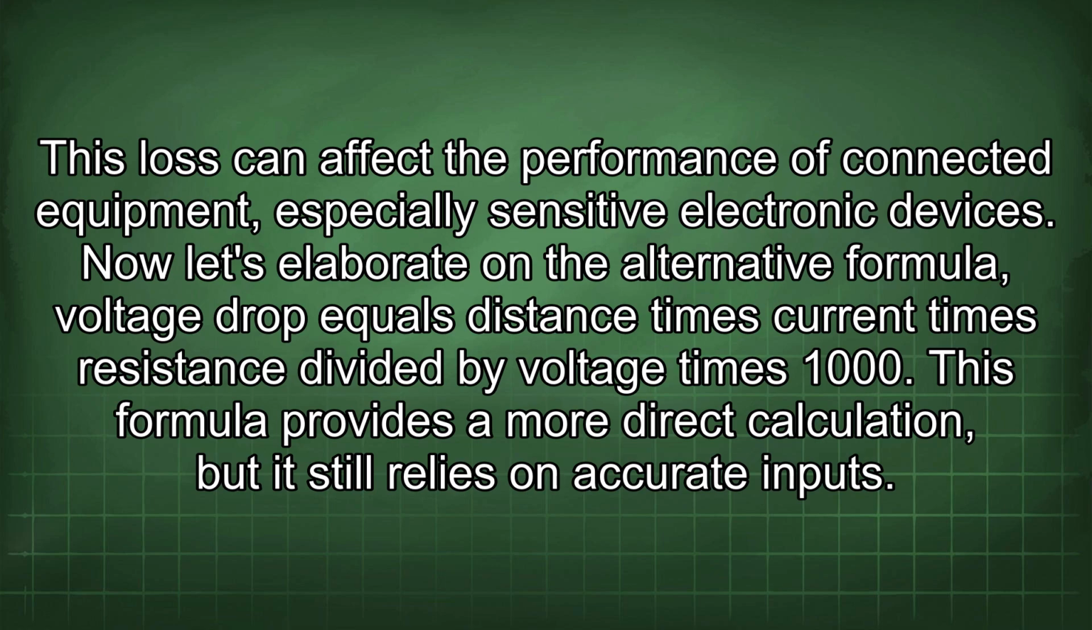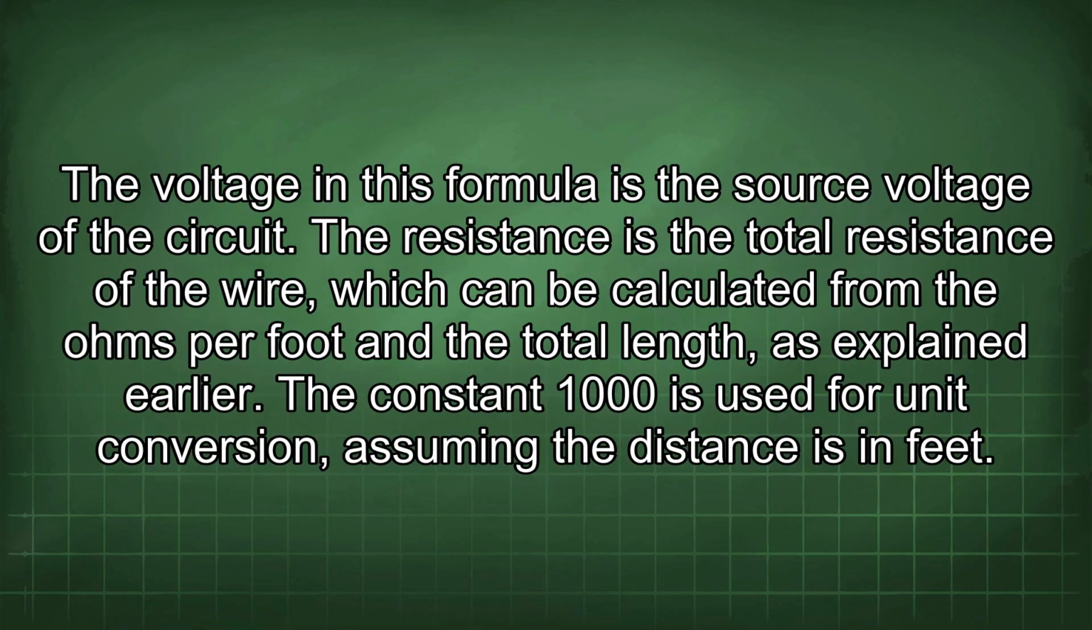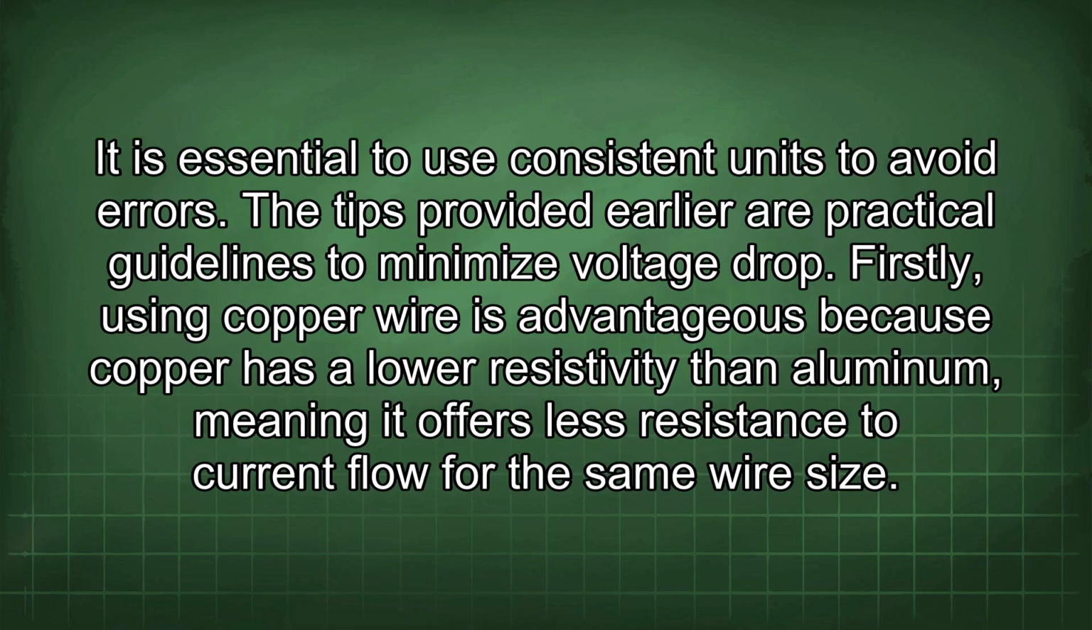Now let's elaborate on the alternative formula. Voltage drop equals distance times current times resistance divided by voltage times 1000. This formula provides a more direct calculation, but it still relies on accurate inputs. The voltage in this formula is the source voltage of the circuit. The resistance is the total resistance of the wire, which can be calculated from the ohms per foot and the total length, as explained earlier. The constant 1000 is used for unit conversion, assuming the distance is in feet. It is essential to use consistent units to avoid errors.